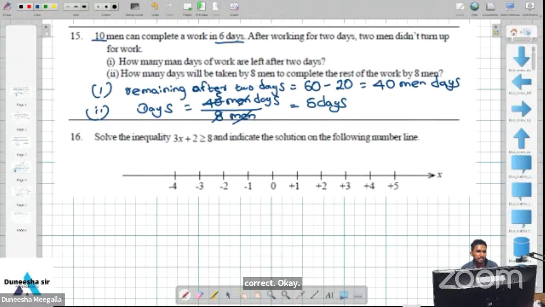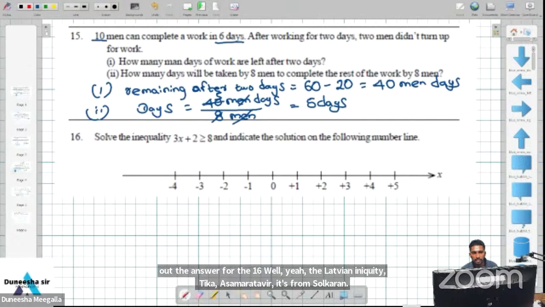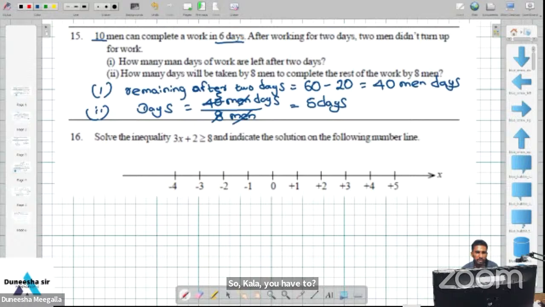Find out the answer for the 16th. You first have to solve the given inequality. After solving, you have to plot it on the number line. Okay.